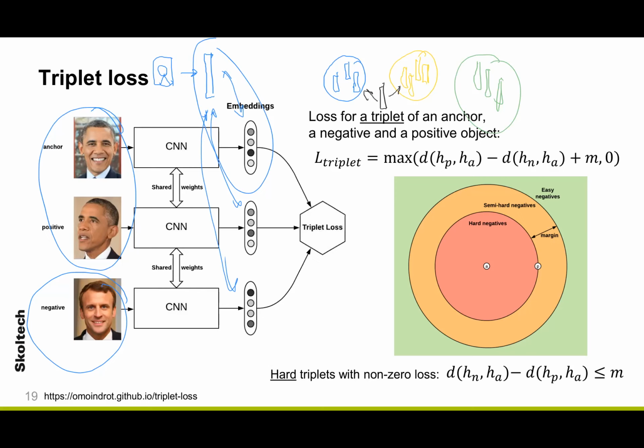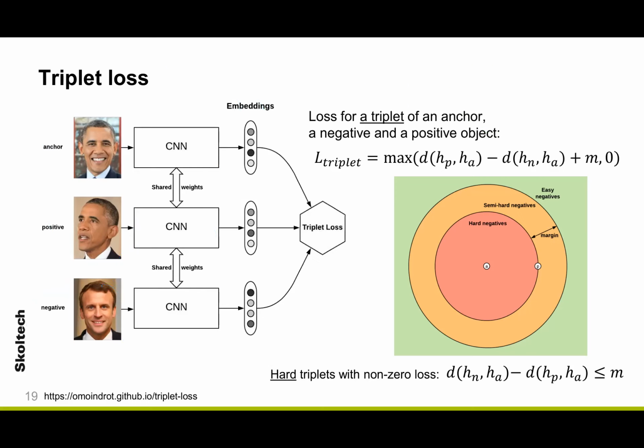But let's discuss how we train these models, how we can obtain good representations. The very basic idea, and it's not that bad actually, is the triplet loss. In this case, we have a positive object, an anchor, and a negative object.